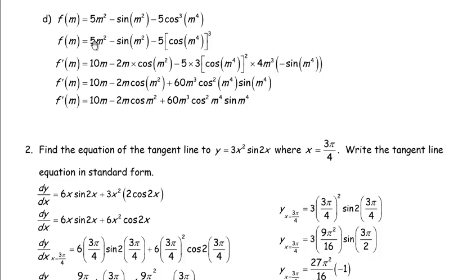So the derivative of 5m squared, power rule of 2 comes down and multiplies by the 5 to give you 10m. Power 1, because 2 minus 1 would be a 1 here. Now I'm going to differentiate the sine of m squared function. So the derivative of sine is cosine, so cosine of m squared, and then we multiply that by the derivative of the m squared, which would be 2m.